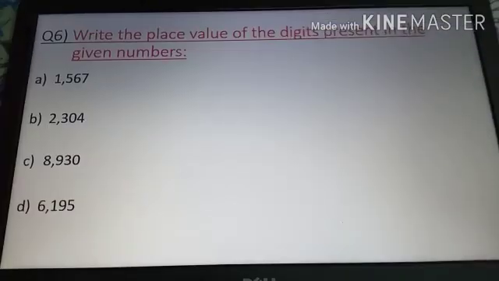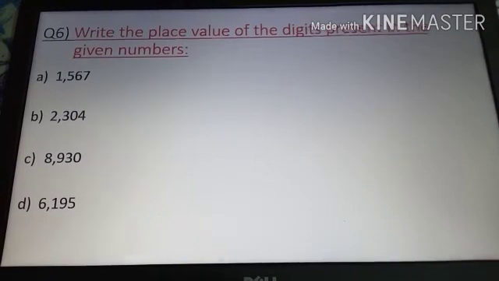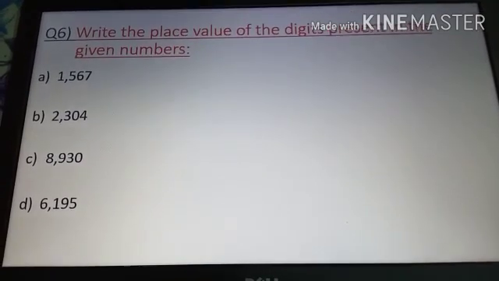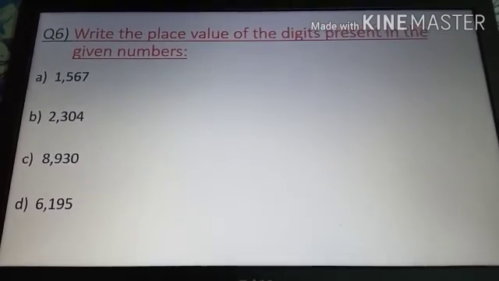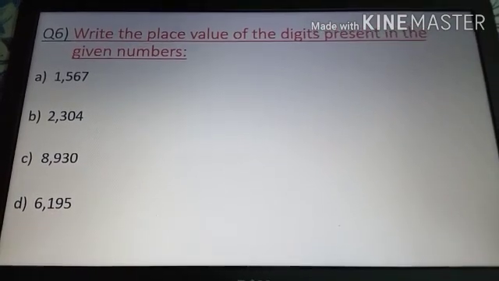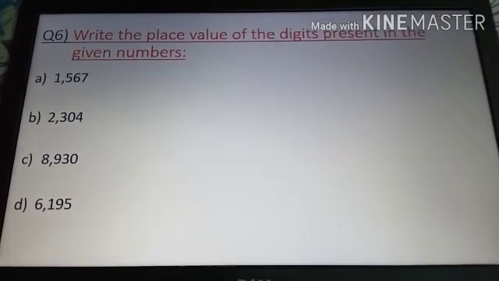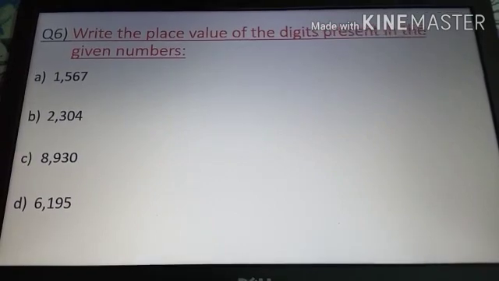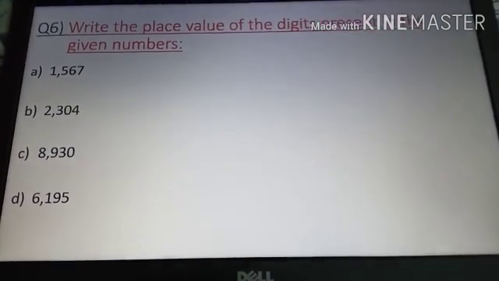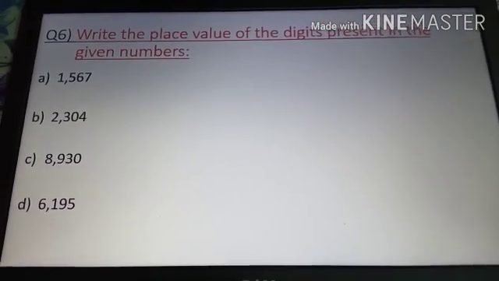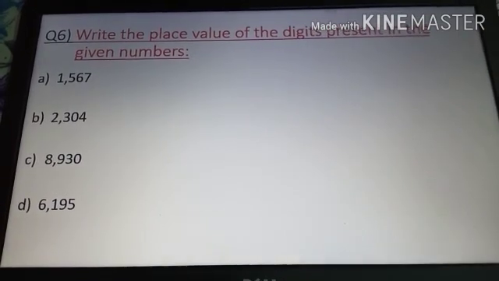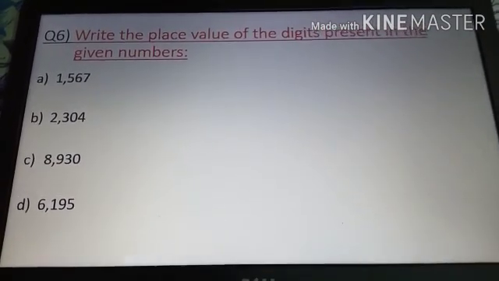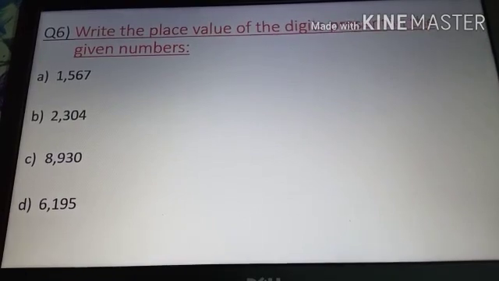Okay. In our next question, children, we have to write the place value of the digits present in the given numbers. So you write the place values for each and every digit. Okay. You remember the place values now? Ones, tens, hundreds, thousands. Okay. Like that, it will be clear. I am going to solve the first number.